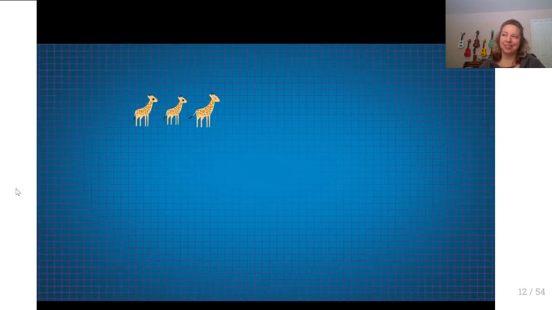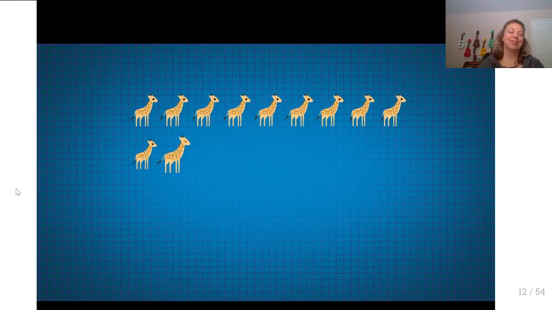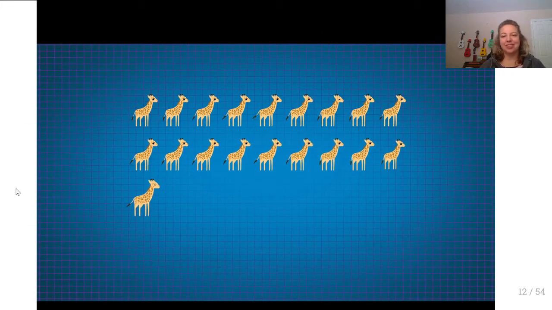With the permission of your local zoo, of course, you begin to collect a random sample of baby giraffes and count how many spots they had.